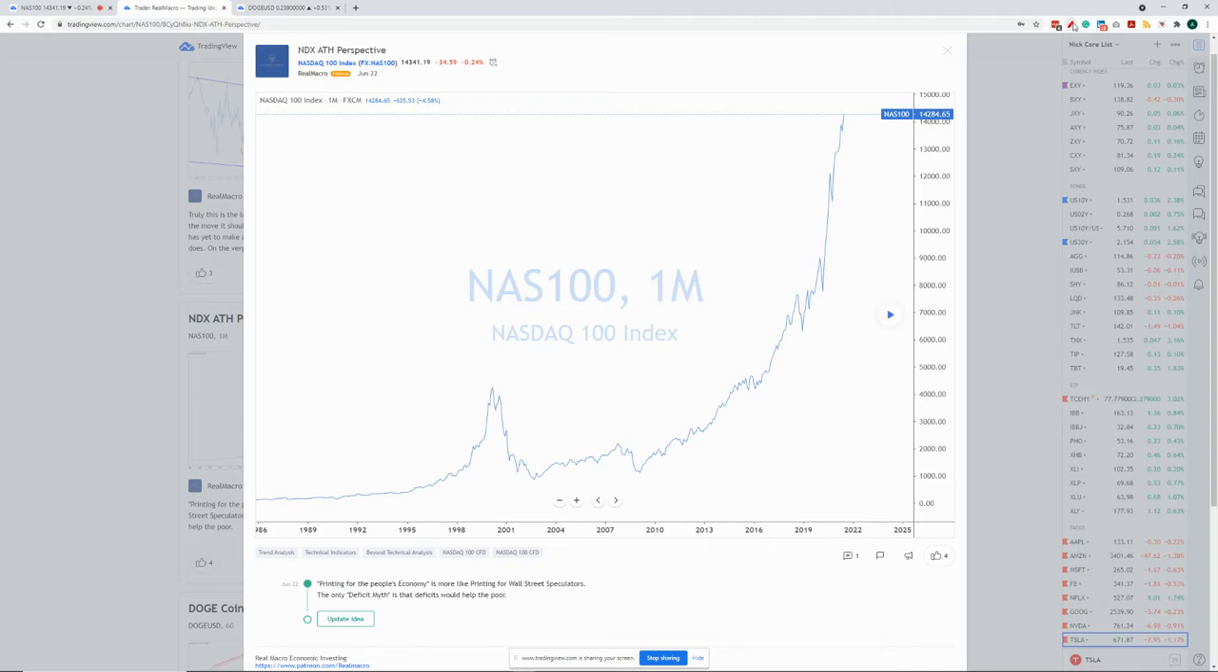Now, remember that we don't have a liquidity problem. That was a 2008 problem. We have a solvency problem, and they're trying to fix it with liquidity. So they're applying the wrong medicine to the wrong diagnosis. They don't understand what's going on.